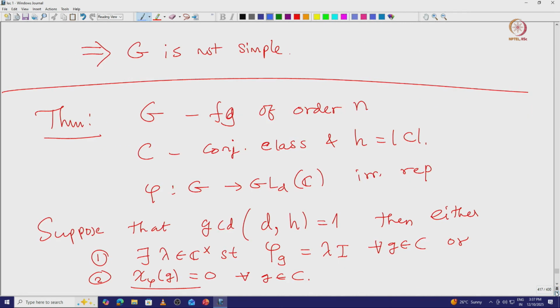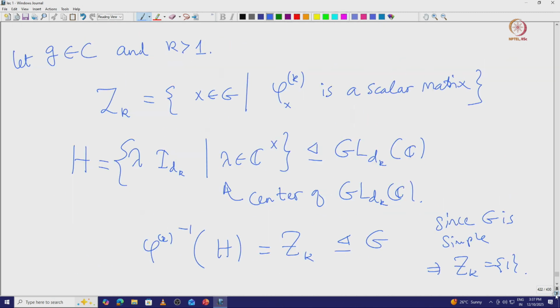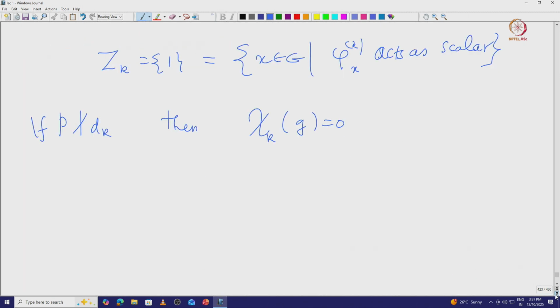So, whenever you have a finite group of order n such that the degree of the representation and the order of the conjugacy class are relatively prime, then we can either have phi(g) to be a scalar times identity for all g in C, or the character value on g must be 0. Now, what we have in our situation is that the only element that acts as a scalar is just the trivial element.